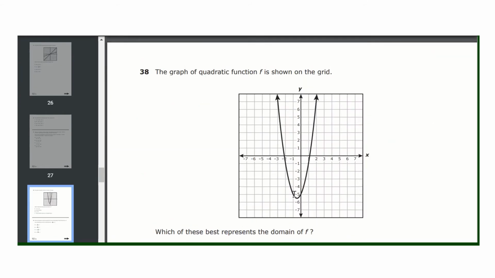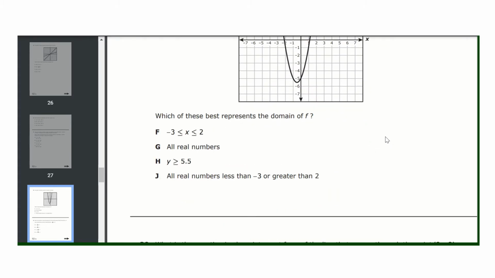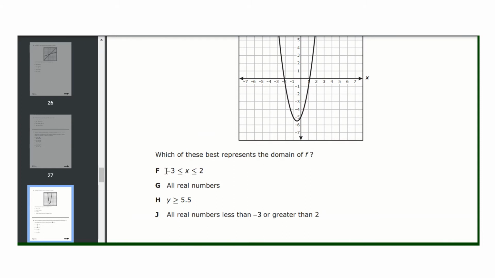The graph of quadratic function f is shown on the grid. Which of these best represents the domain of f? F, negative 3 is less than or equal to x is less than or equal to 2. G, all real numbers. H, y is greater than or equal to 5.5. Or J, all real numbers less than 3 or greater than 2.